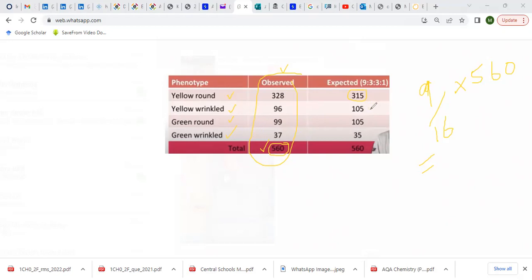So if you want to get this number, what will it be? It will be 3 upon 16 multiplied by the total number. So technically you are right, actually.